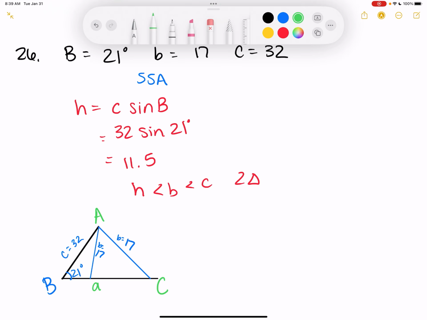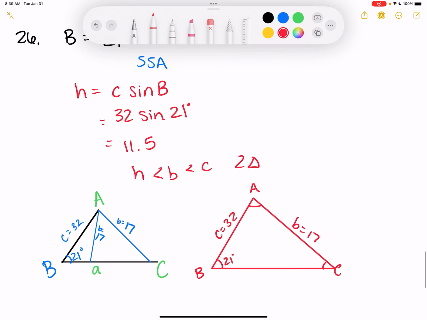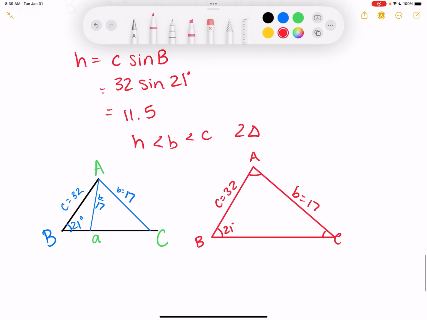So I have, ignore what's written in the middle. I have one big triangle that I care about. So that's going to be my triangle 1 over here, where I have 21 degrees, angle A, angle C, and then C is equal to 32, B is equal to 17. And this is side A.